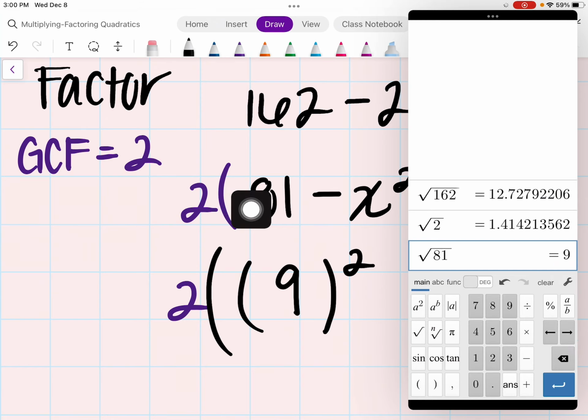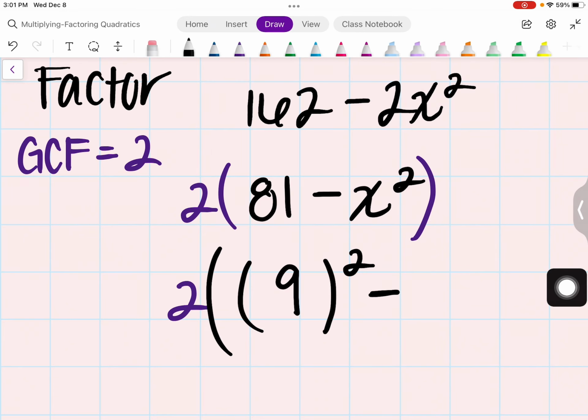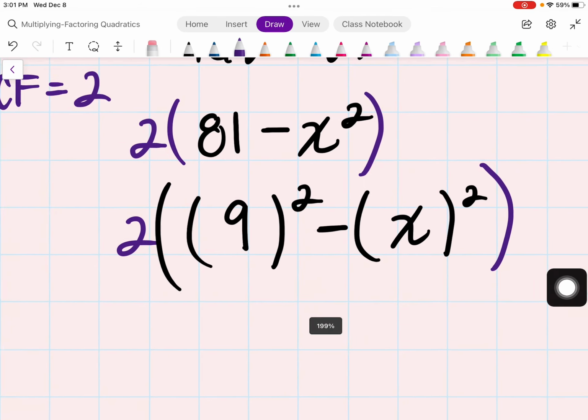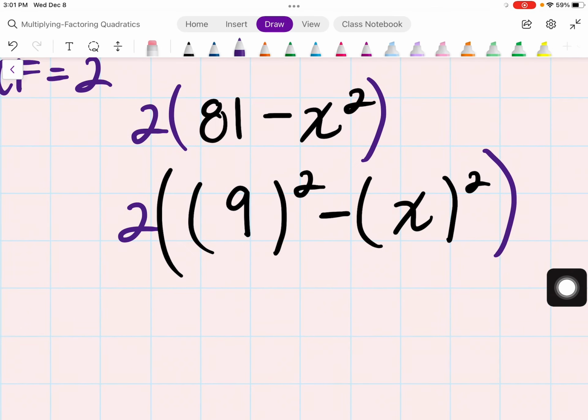So whatever the square root of this term is, it's what's going inside of the parentheses. Minus, in this case, open parentheses, a term that you can multiply by itself to give you x squared is just x. x times x gives you the x squared. So from here, we want to write our final answer.